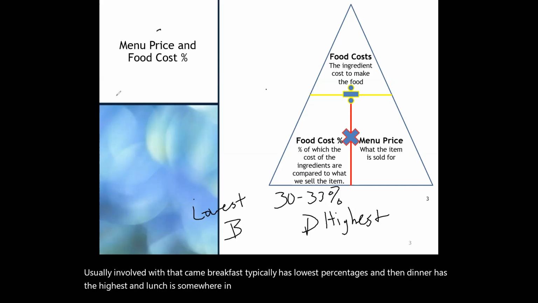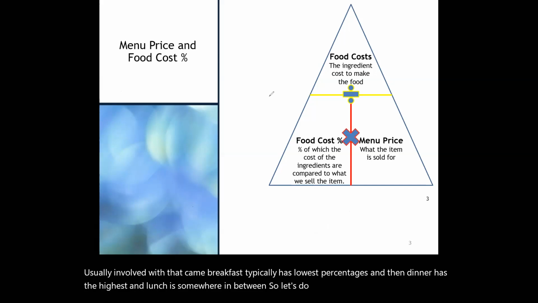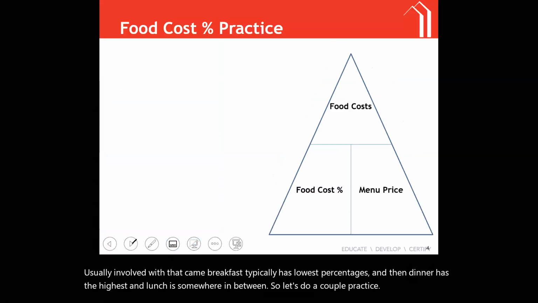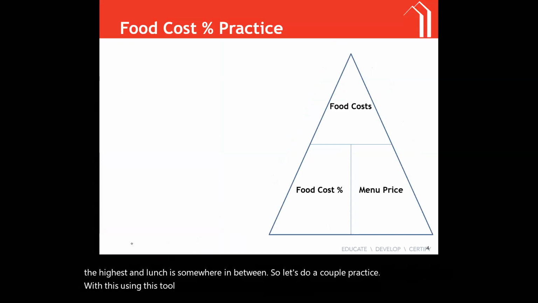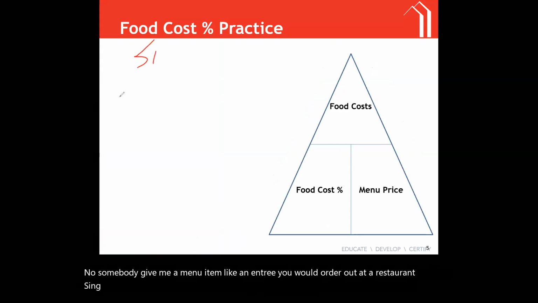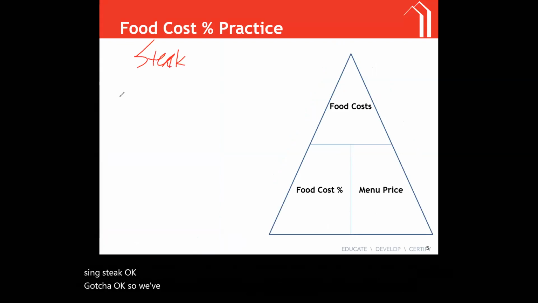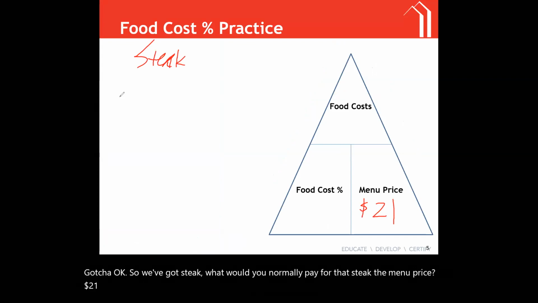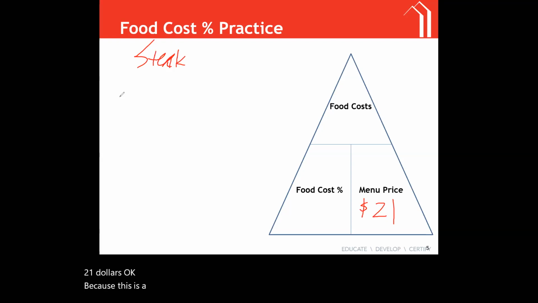So let's do a couple practice problems with this, using this tool. Okay, so somebody give me a menu item, like an entree you would order out at a restaurant. Steak. Steak, okay. Gotcha, okay, so we've got steak. What would you normally pay for that steak, the menu price? $21. $21, okay.